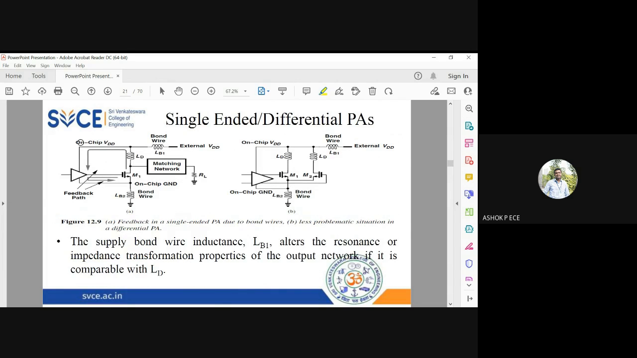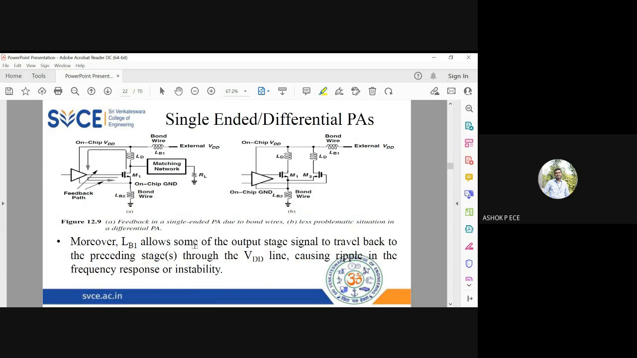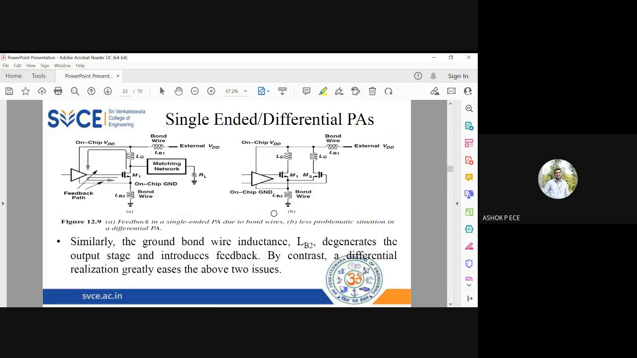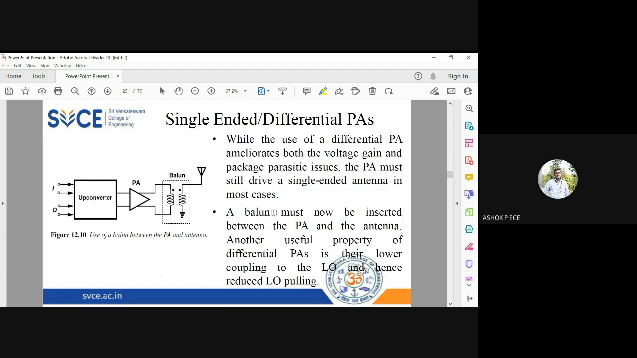So this is one case where feedback will happen in the power amplifier due to bond wires in fabrication, and that will create resonance and it will alter the impedance properties of your power amplifier. And that is what is shown here, the feedback path where the possible currents may flow because of this bond wire fabrication. Okay, that is what is given in detail here.